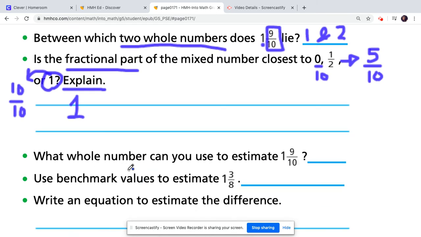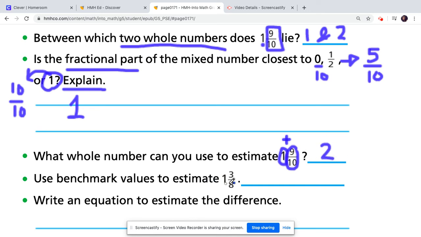Now, what whole number can you use to estimate 1 9/10? So what that means is you're going to take this 1, and you're going to take this, and you're going to add them together. What I mean by that is you're not going to do 1 plus 9/10 because you would just get 1 9/10. You're going to do 1 plus the number that you estimated it to. We estimated to 1, so it's 1 plus 1 is 2. 1 9/10 is close to 2 when you estimate.